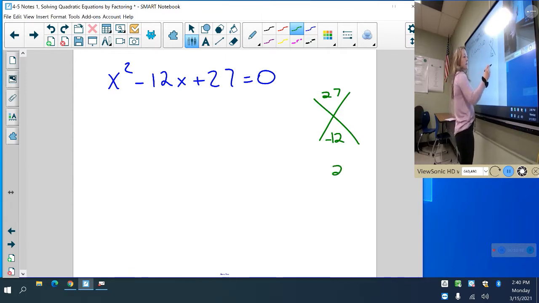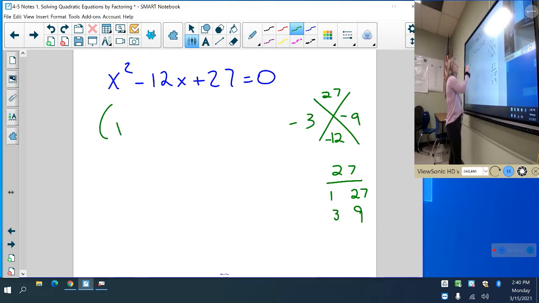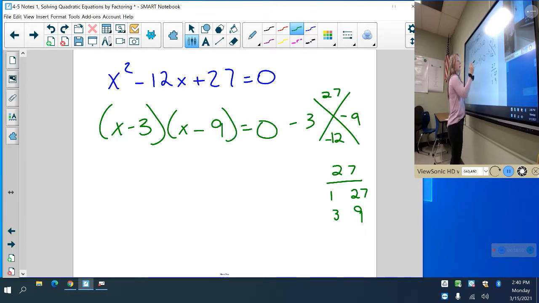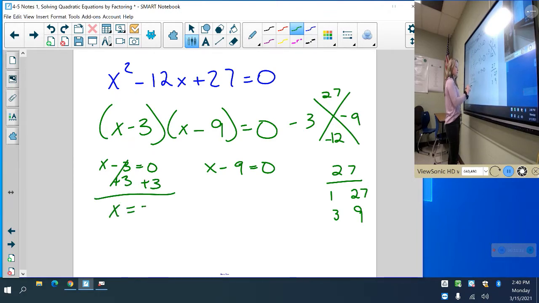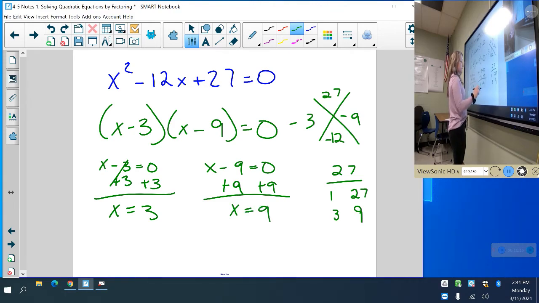Factors of 27 that add up to negative 12: 1 and 27, 3 and 9. There they are, negative 3, negative 9. So I have x minus 3 and x minus 9. I do not need to divide since my a value is 1. So x minus 3 equals 0, x minus 9 equals 0. Add 3, x equals 3. Add 9, x equals 9.